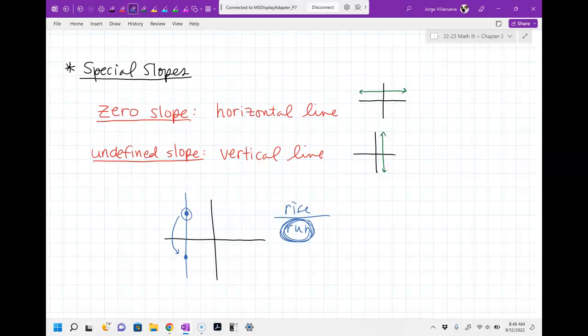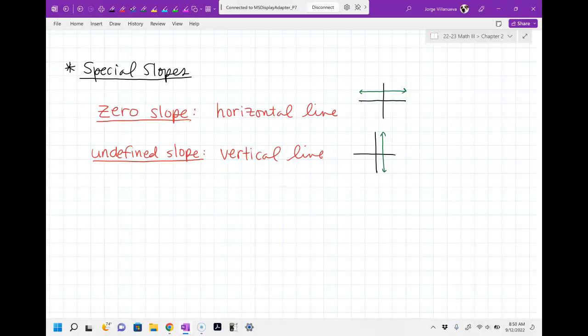They say you cannot divide by 0, so this slope is undefined because you're dividing by 0. So vertical lines are called undefined because the run portion of it is 0. There's nothing. It doesn't go right. It doesn't go left. It just goes straight down or maybe straight up. Okay? So that's why they call it an undefined slope. Okay? The horizontal line, like I said, is a 0 slope.